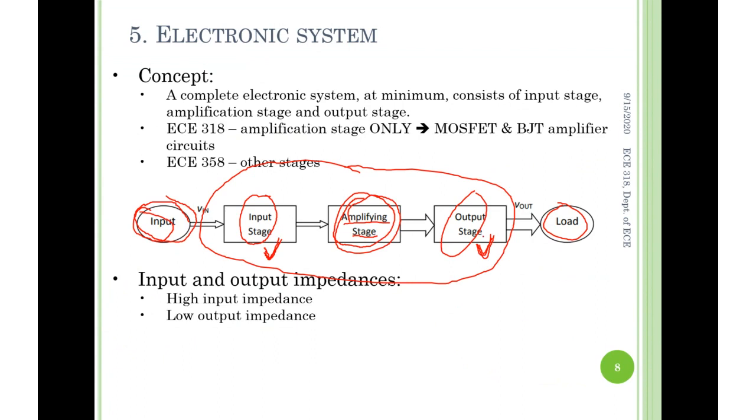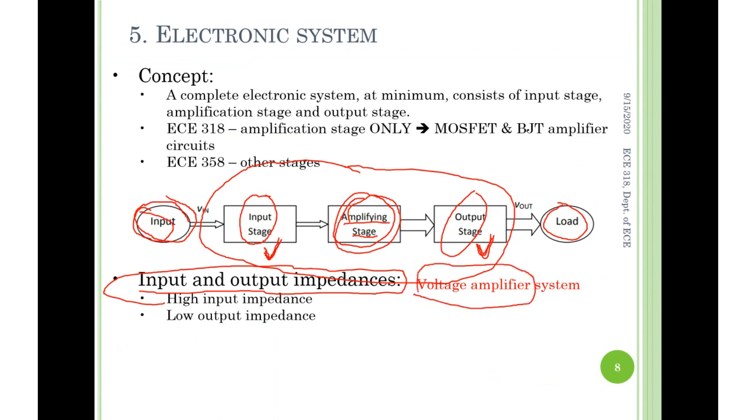The input stage and output stage are necessary for taking care of the input and output resistance we just learned. It's about input and output impedances. For a voltage amplifier, once again, voltage amplifier, not current, we need high, or say high enough, input impedance and low enough output impedance. That's why we have to have an input stage and output stage respectively. The amplifier itself, generally speaking, has not high enough input impedance and not low enough output impedance either.